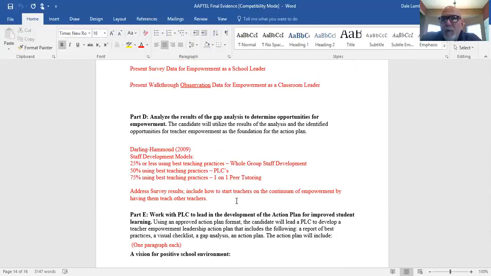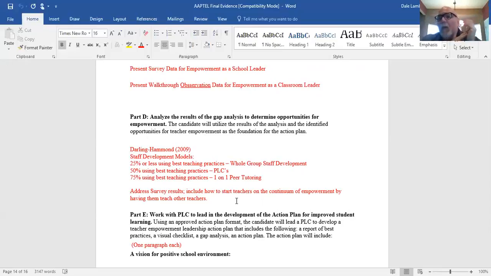Now, the kind of staff development that you do is based on your numbers from C. For example, if 25% or less of your teachers are using best practices, you need to do a lot of whole group staff development. If 50% or more are using best teaching practices, you need to use PLCs, where you focus on the ones of the 9 strategies that are not being used very well. And then if 75% or more of your faculty are using all 9 of the high yield strategies, you need to hunt down the singles, as I call it, the teachers who aren't doing well, and use one-on-one peer coaching with them. Now, you can develop a model that has some component of all of this.